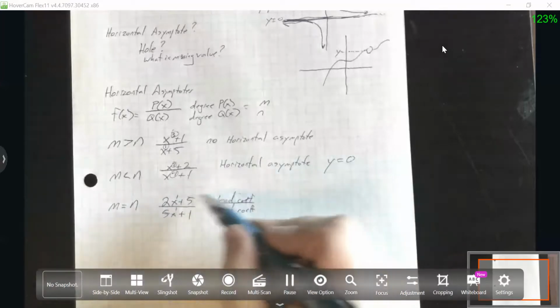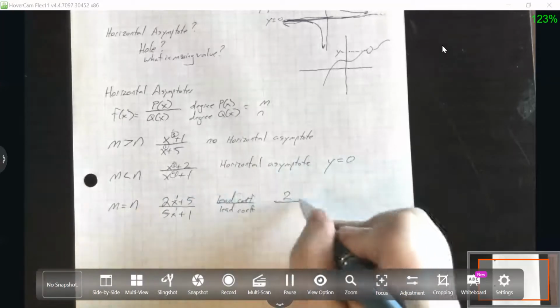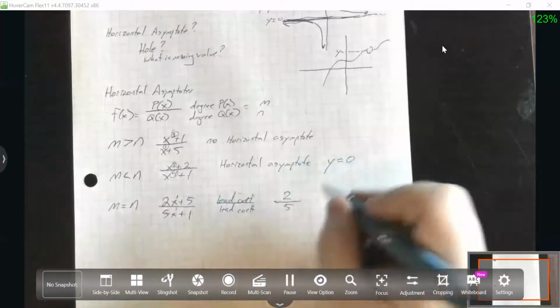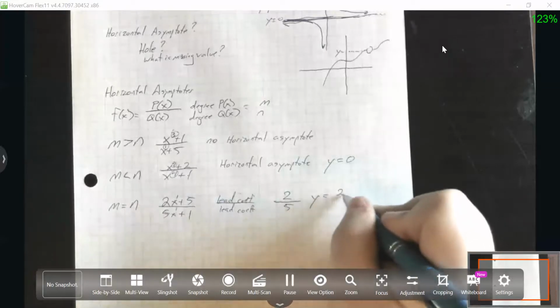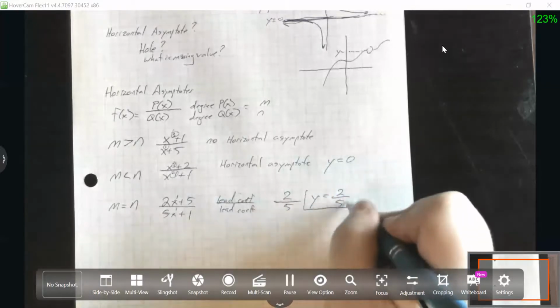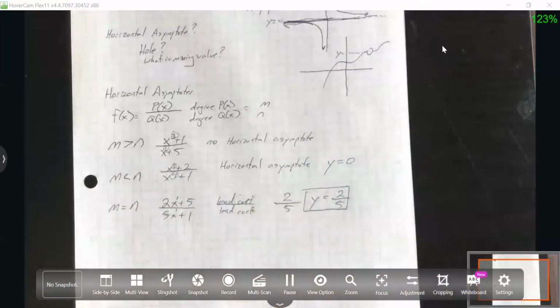So my lead coefficient of the top would be 2. My lead coefficient of the bottom would be 5. So we'd have a horizontal asymptote of y equals 2/5. So these are our three possibilities for horizontal asymptotes.